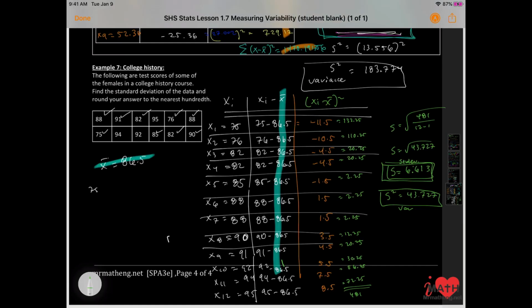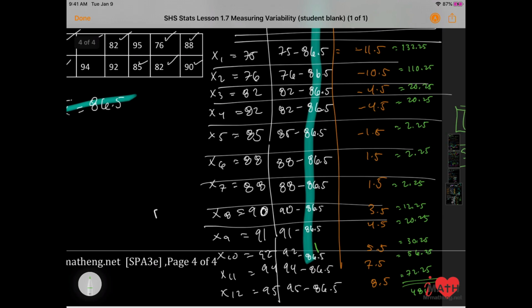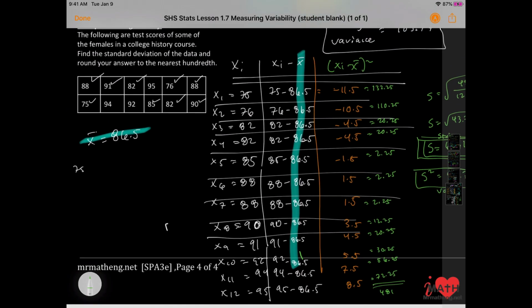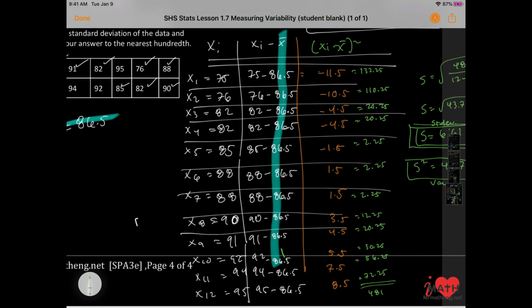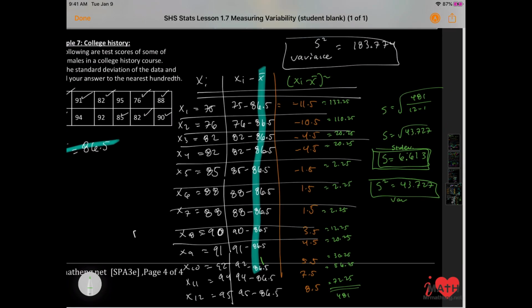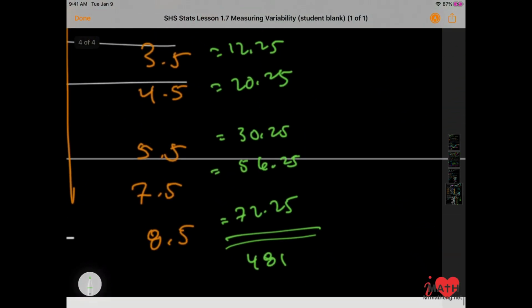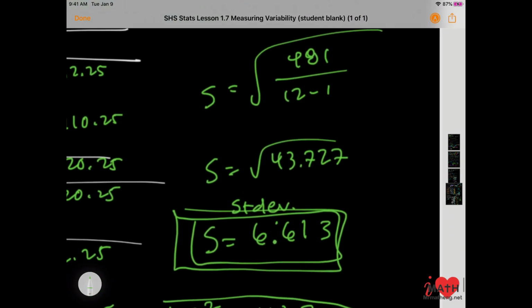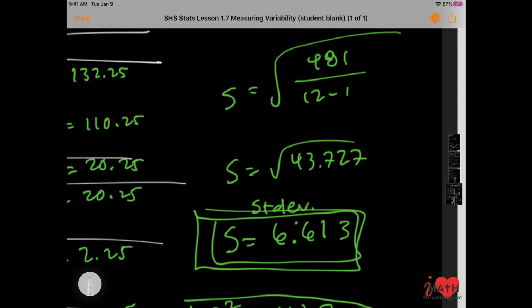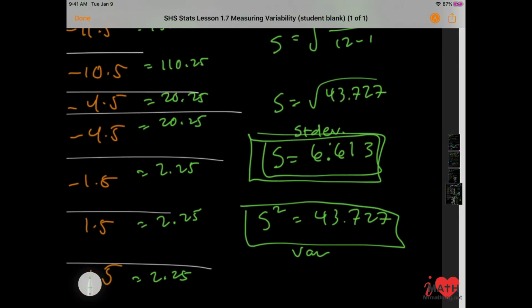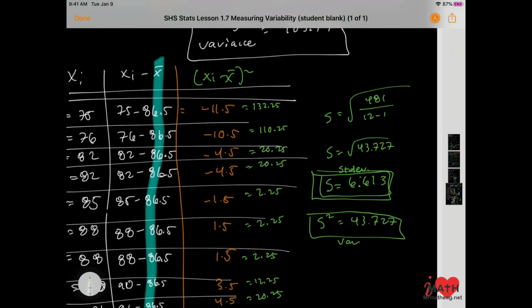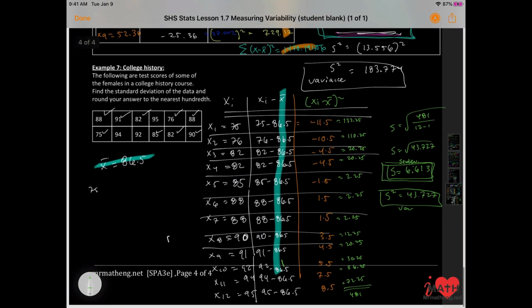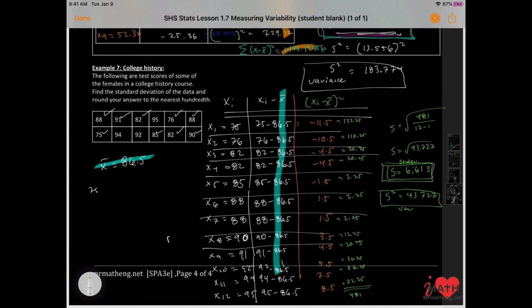All right, so college history, 12 numbers. I took all my numbers, put them from least to greatest on that far left column here. And then I found the average, which is 86.5, subtracted all those values I got in orange. Then I take the orange values and square them to get the green numbers. Add up all the green values, get 481. And then take 481 divided by n minus 1. I get 43.727. Take the square root of that, and it gives me a standard deviation of 6.613. And if you just take that number and you square it, you'll get the variance. A lot of work. And you can double check with your calculator, but this is calculating standard deviation. And this is lesson 1.7, measuring variability.